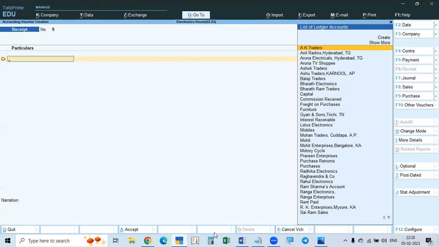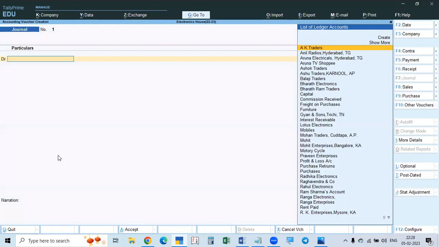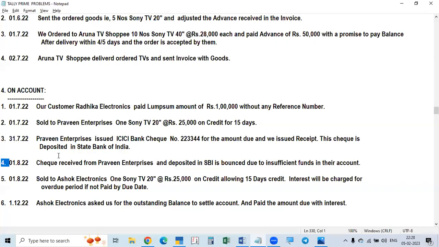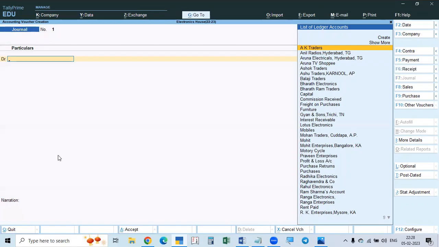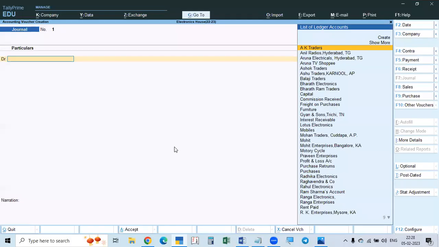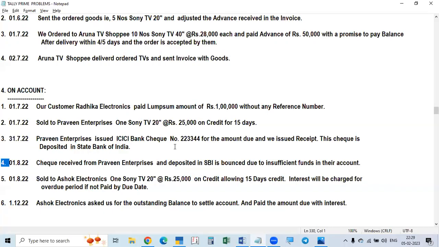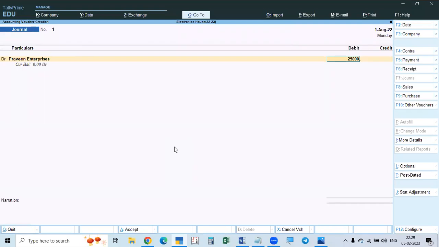The general voucher is here, F7, the journal. Click journal. The date of the check bounce is 1/8. So let us take the date, and the debit. Debit means the party who gave the payment to us will again be our debtor. So who is the person? Check received from Pravin Enterprises. So Pravin Enterprises. What is the amount? 25,000 rupees debit.